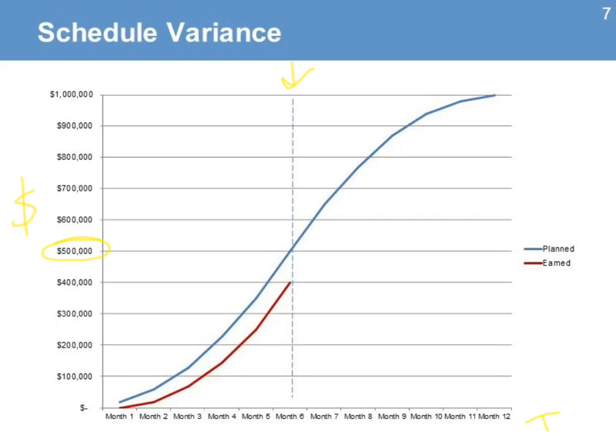The red line shows the actual value, what has been earned, what the project has completed, and it shows at 400,000. From this chart, we can see that the project is behind from what was actually planned. It has delivered less value than planned. The project, if it continues like this, will need more time to be completed.